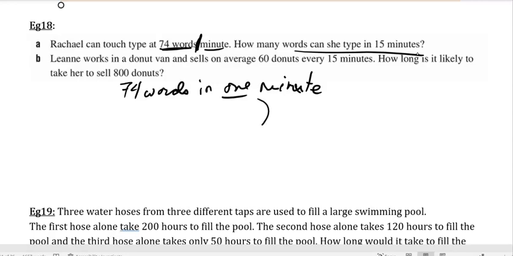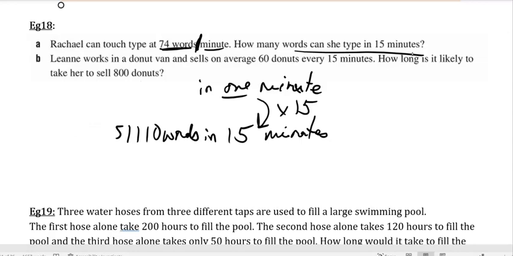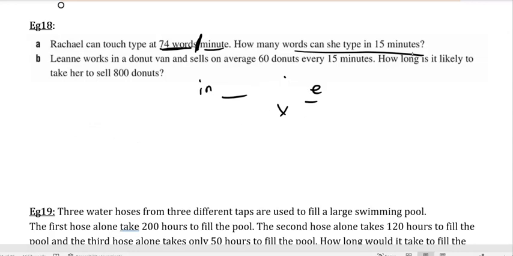So we want to go from 1 to 15 minutes. And how do we do that? 1 times 15 will do that, and so we'll do the same thing. 74 times 15, just off the top of my head, is 1,110 words in 15 minutes. So there's your answer for A. Now for B, Rachel, I like Rachel because I like donuts, and Rachel sells donuts.